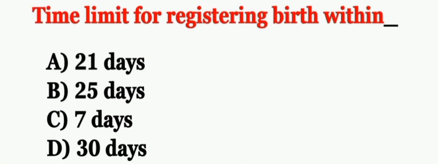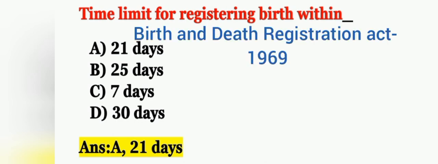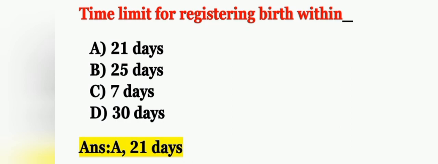Time limit for registering birth is within: Option A, 21 days. Option B, 25 days. Option C, 7 days. Option D, 30 days. Birth should be registered within 21 days. Option A is the correct answer. The Registration of Birth and Death Act was passed in 1969. According to that, the birth, death and stillbirth should be registered within 21 days.